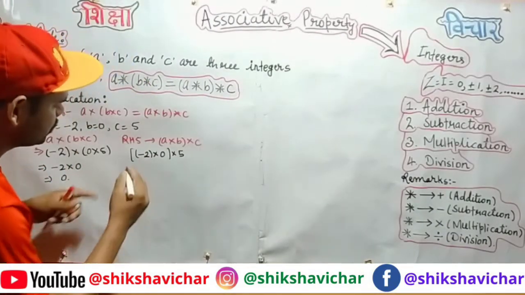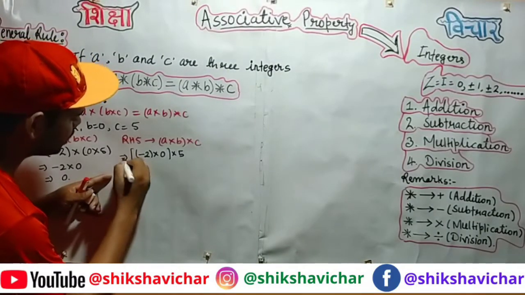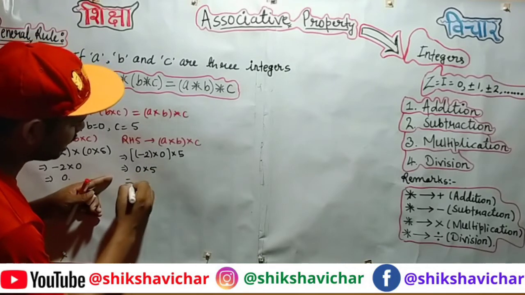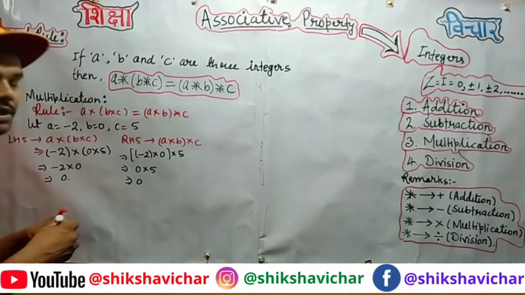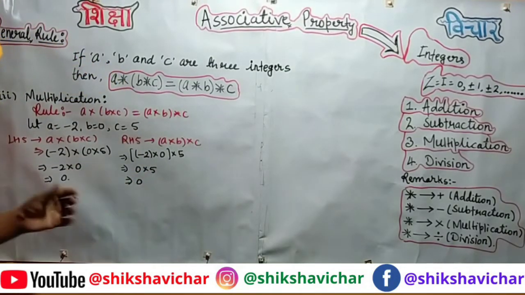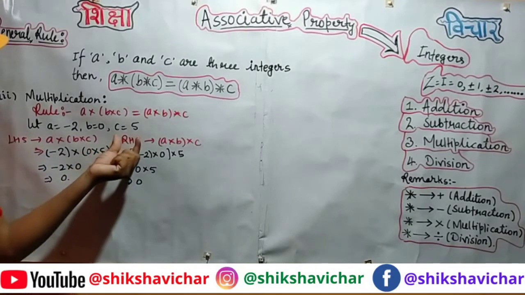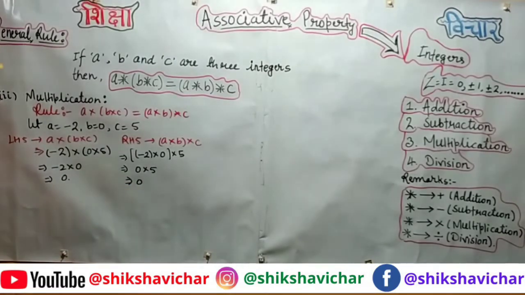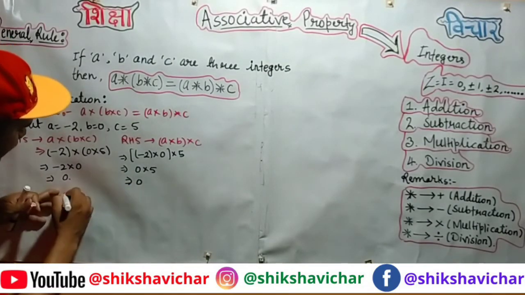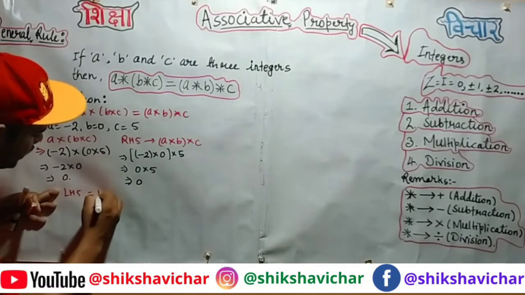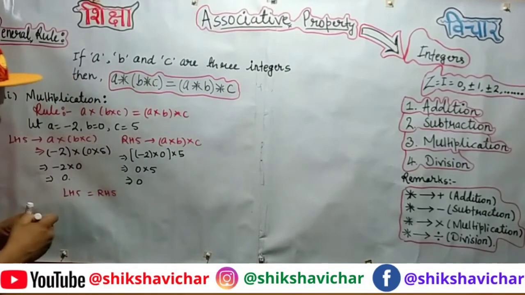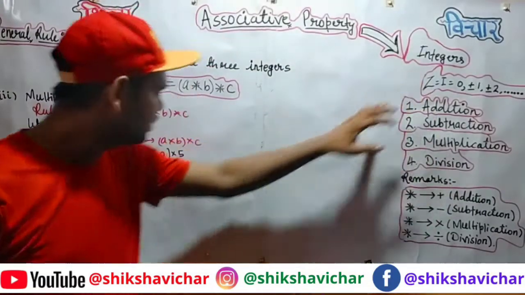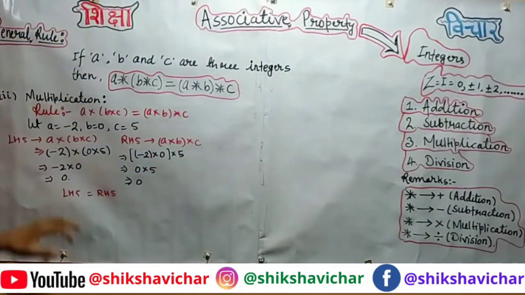Okay, now solve it. What do we get? -2 multiplied by 0 is 0, multiplied by 5. Again we will get 0. What we observe is that the left hand side is 0 and the right hand side is again 0. That means the left hand side is equal to the right hand side. It means LHS is the same as RHS, which means the associative property for integers with respect to multiplication is satisfied.